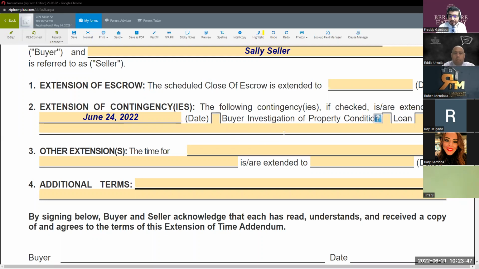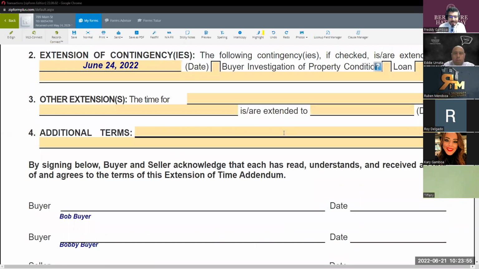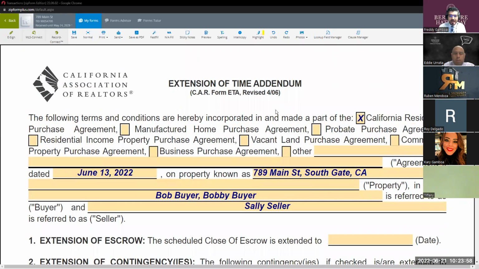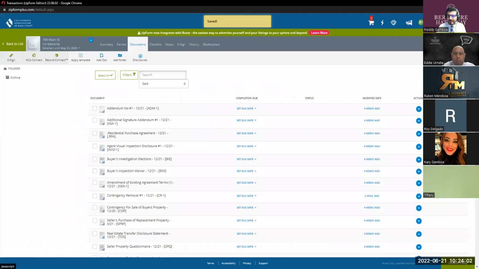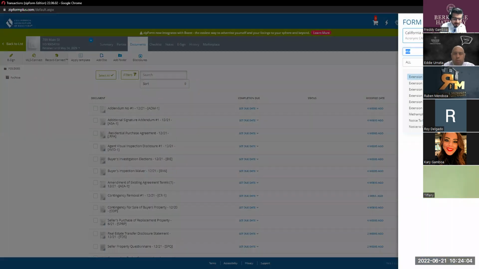Now, in the same way, the seller can say no, your time's up. If they say no, then most likely they will serve the buyer with a notice to perform, and that's the C.A.R. form NBP, Notice to Buyer to Perform.